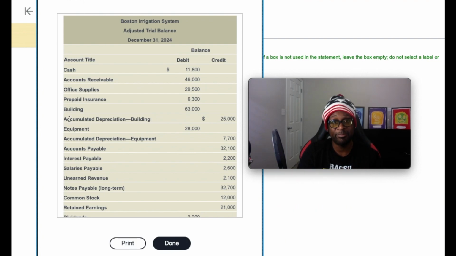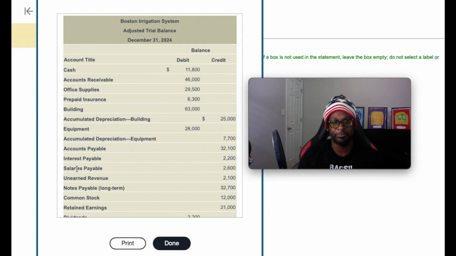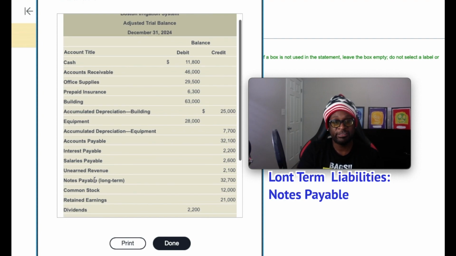Moving on to our liabilities, we have to break them down into current and non-current. Our accounts payable, interest payable, salaries payable, and unearned revenue are all considered current liabilities. Why? Because current liabilities are expected to be paid off within a year or operating cycle. In terms of long-term liabilities, we're going to consider the notes payable to be long-term. And the cool thing about it, gang, is they already gave us a tip within the title: long-term.